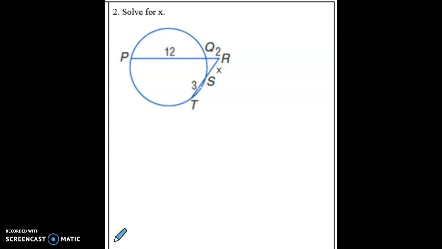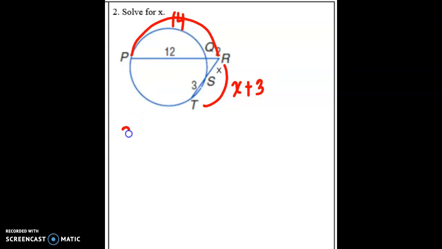Okay, again, here we have 2 secants. This little part is 2 and the inside part is 12, so the whole thing is 14. This little part is x and this part is 3, so this whole thing is x plus 3.